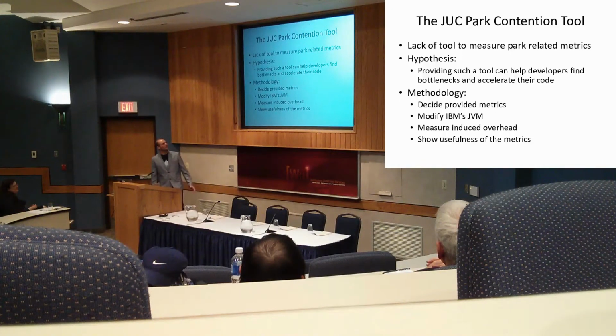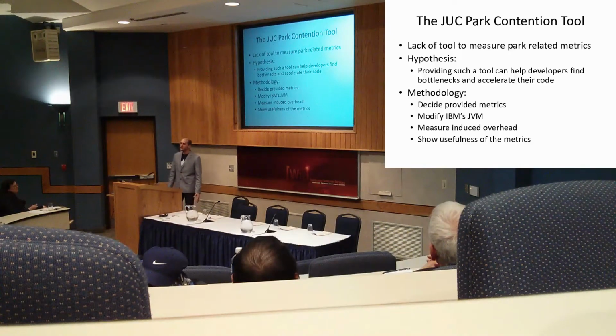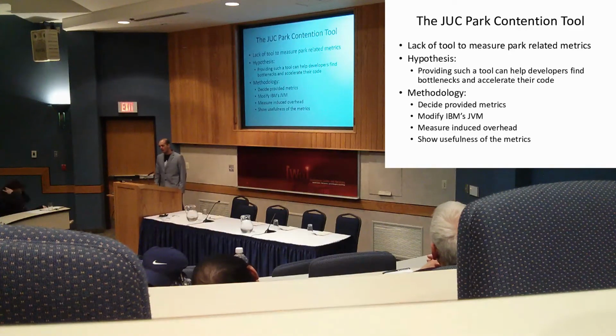So what we did concerning our methodology. Initially, we decided on what kind of metrics we're going to provide. We modified the JVM of IBM. We also had to measure the induced overhead. This is very important because we're modifying a production VM. So we do not want to make the VM super slow because nobody would want to use it afterwards. I mean, the idea is to make everything faster, not change it and make it worse than before. And finally, we were able to use some examples and show the usefulness of our metrics.